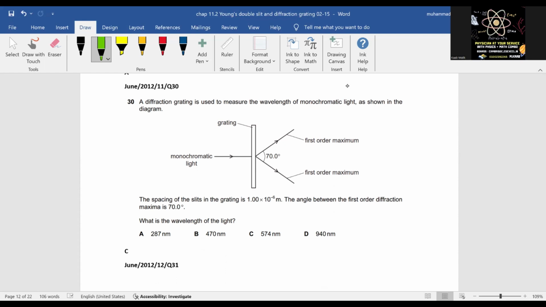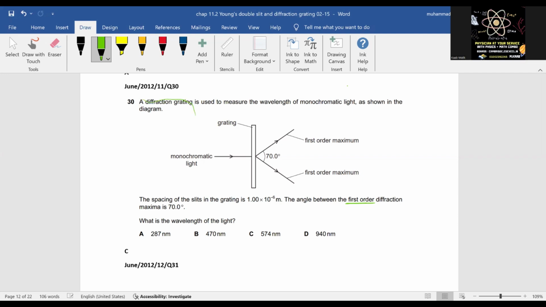A diffraction grating is used to measure the wavelength of monochromatic light, as shown in the diagram. The spacing of the slits in the grating is 1.00 × 10^-6 m. The angle between the first order diffraction maxima is 70.0 degrees. What is the wavelength of the light?